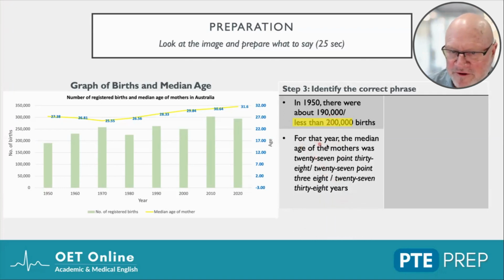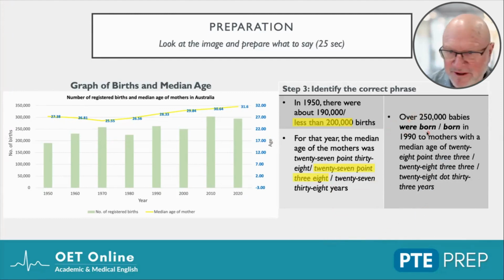Now, we got some options. Which sentence is correct? For that year, the median age of the mothers was, so here's our number, 27.38 years. How do we say it? Well, the answer is 27.38. So we have to learn the correct way to express decimal points.